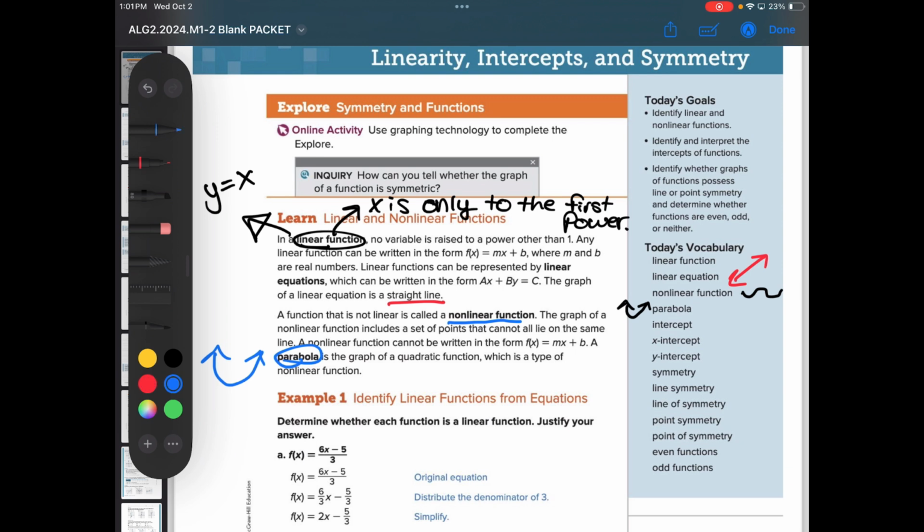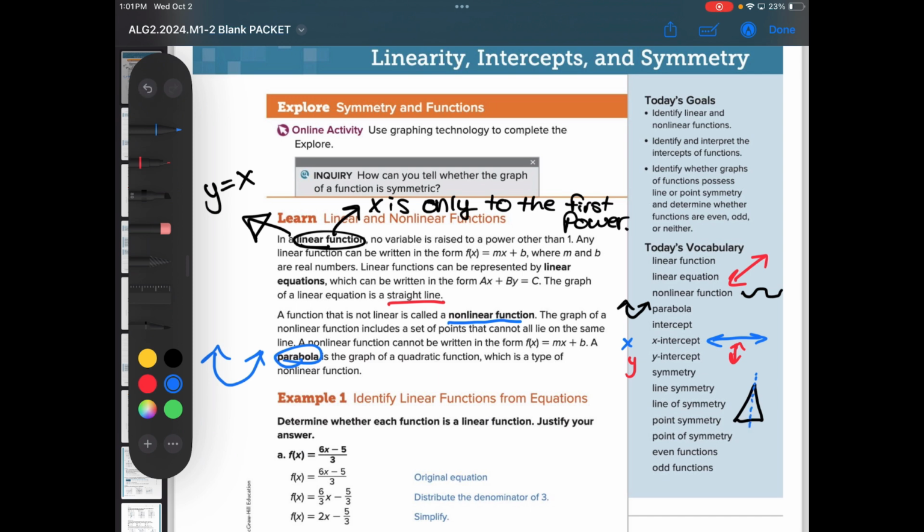An intercept is going to be, so your x-intercept would be where you hit your x-axis. Your y-intercept is where you hit your y-axis on a graph. Okay? And then we have all these symmetries. Line symmetry is if something can be cut in half, okay? Or something is symmetric about itself. So like this triangle, if I drew it right, could be cut in half and fold on itself.